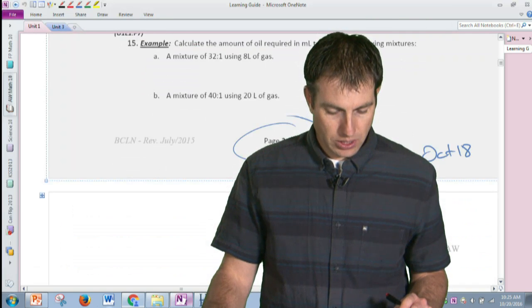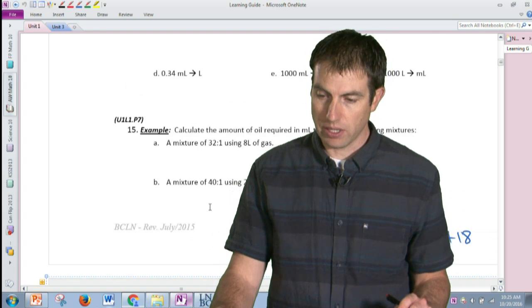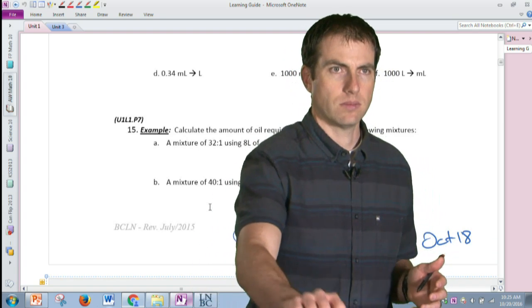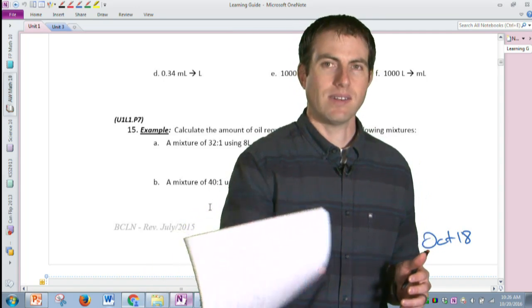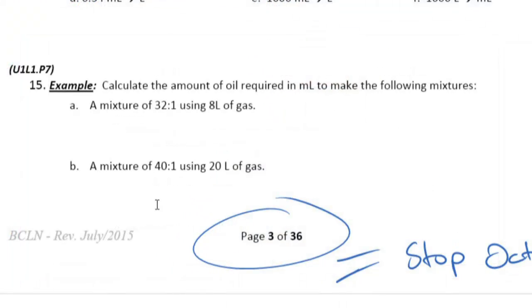So number 15 here at the bottom of page 3, this is the learning guide from Unit 1. It asks us to calculate the amount of oil required in milliliters to make the following mixture: a mixture of 32 to 1 using 8 liters of gas.